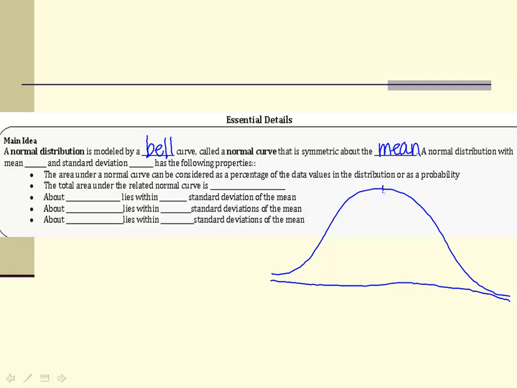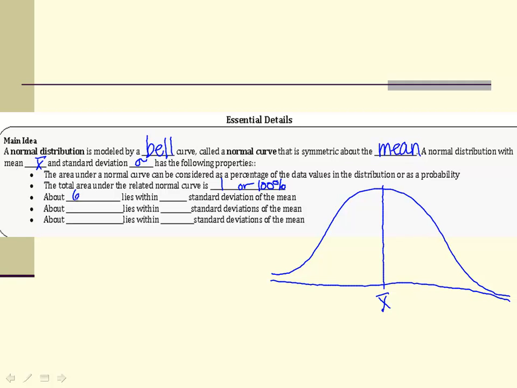Right in the middle of this curve, we're going to have our mean. Remember, we write that x bar. That stands for the mean. A normal distribution with the mean of x bar and standard deviation of sigma has the following properties. First, the area under a normal curve can be considered as a percentage of the data values in the distribution or as a probability. The total area under the normal curve is 1 or 100%. The number 1 as a decimal is the same as 100%.